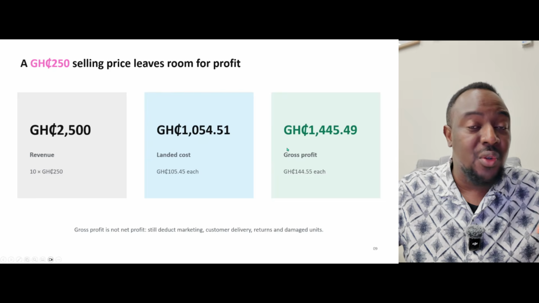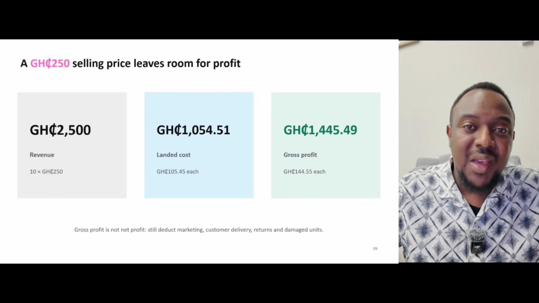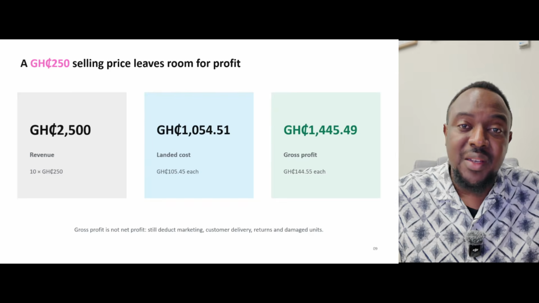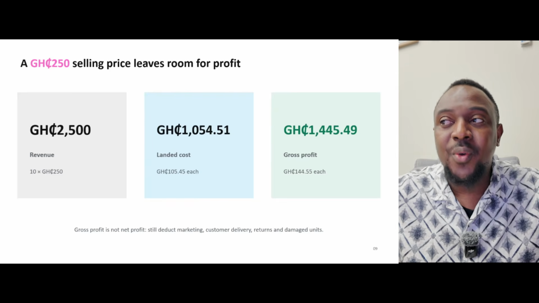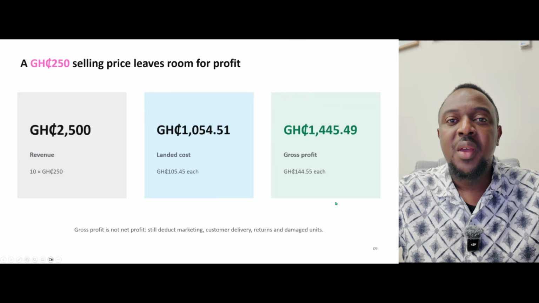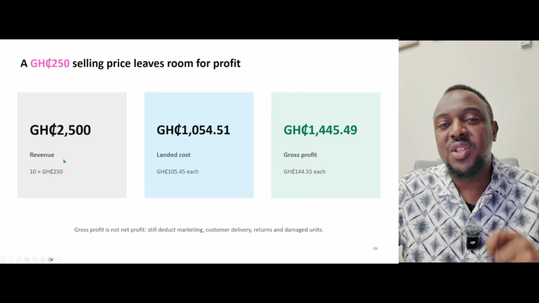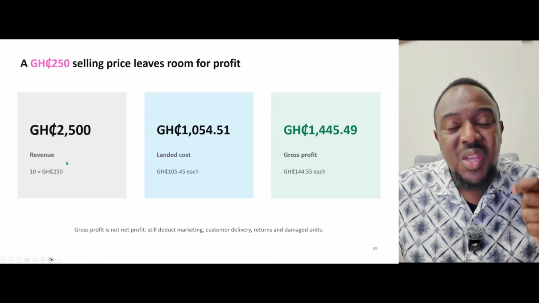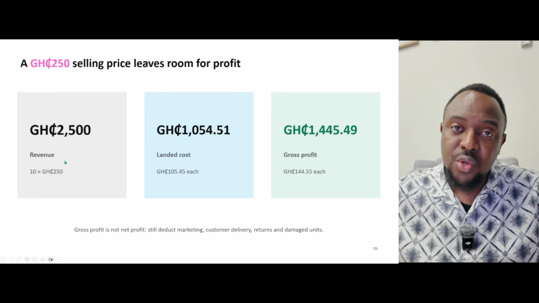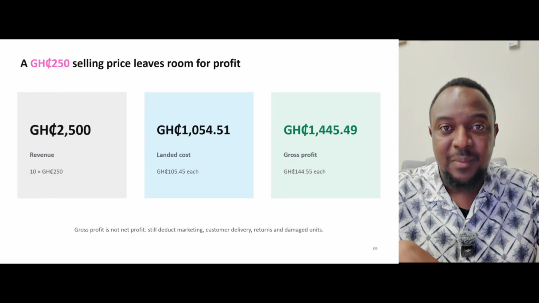But again, this is gross profit. You still have other costs like marketing, your staff, and customer deliveries and the rest. But again, you can see with this product, you will get a lot of profit. And to conclude on how much you're going to sell your product, make sure you know your landed cost. Your landed cost is basically how much it costs you to buy the product from China and to have it land in Ghana.